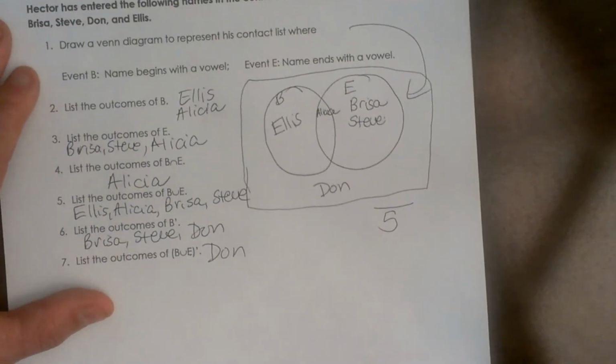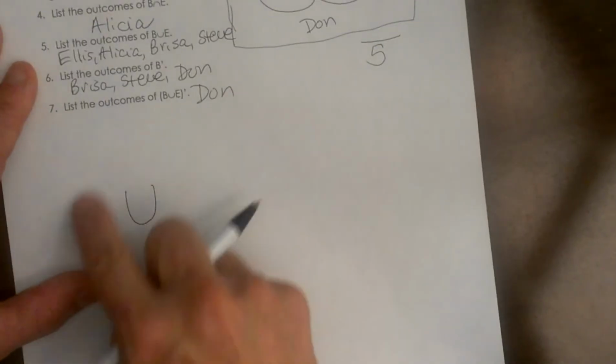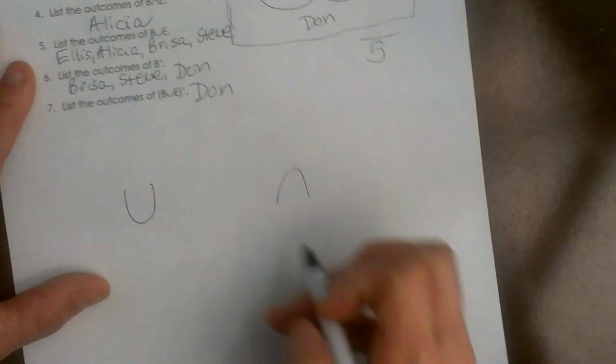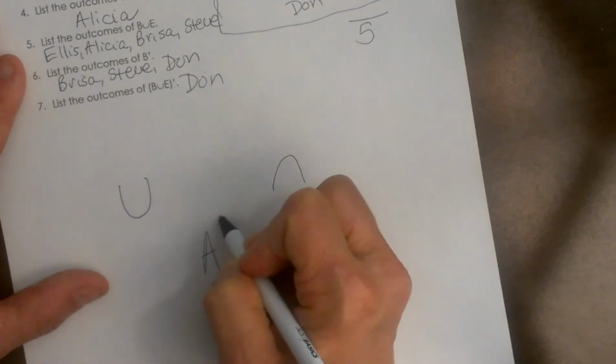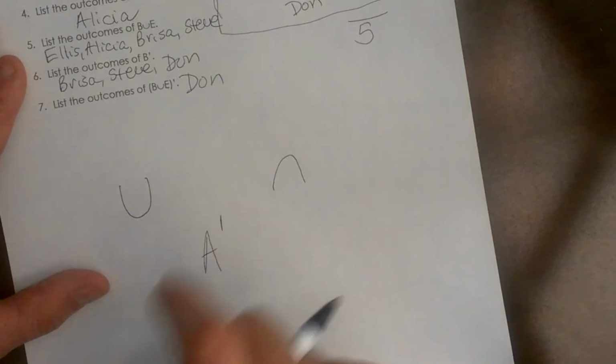So that's how we're going to do our little Venn diagrams. So we kind of went over the concept of union, which is all groups together, or intersection, what they have in common, and then how we note not in a group, which is with a little prime. So if you see a little prime, that means not in that group.